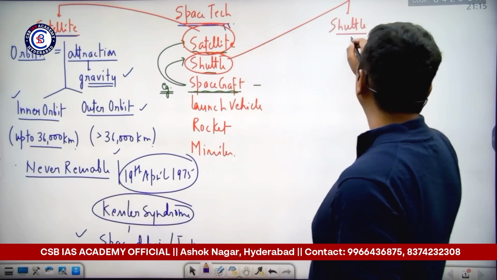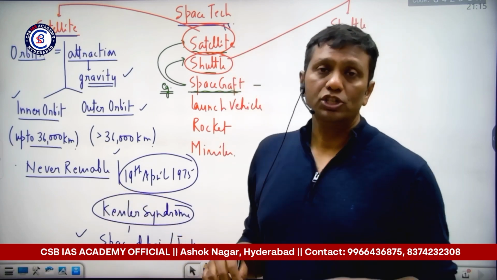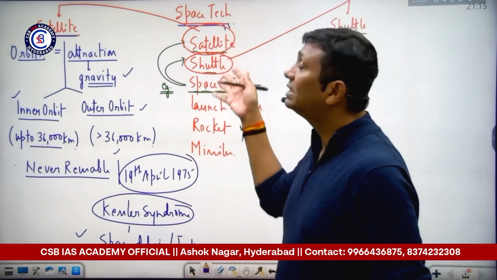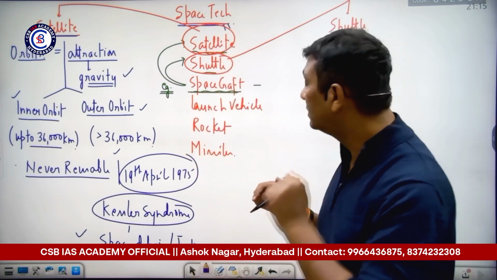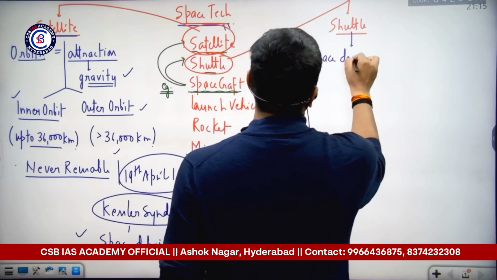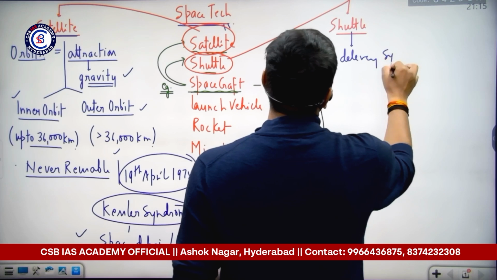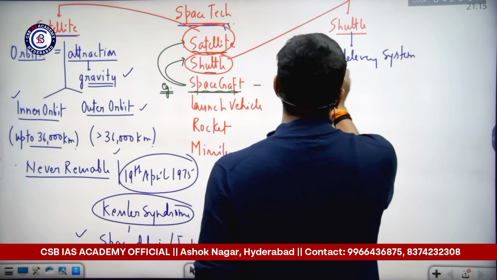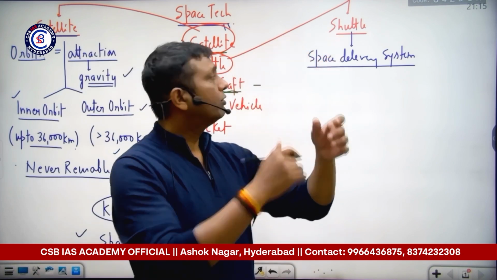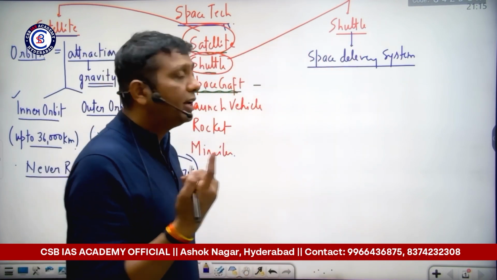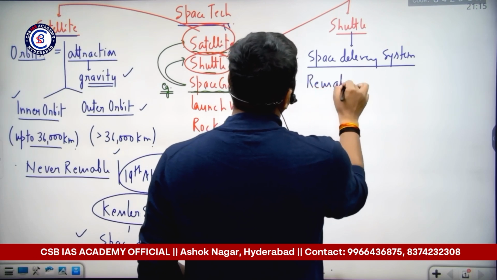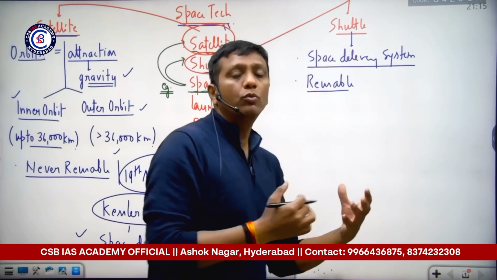But on the other side, if you come to the shuttle, guys, a shuttle is also a kind of spacecraft, but it is different from satellites. How is it different? Simple reason, guys. A shuttle is used in the space delivery system. If I want to send someone into space, or carry something into space, definitely a shuttle will be used. And why is that? Because it can be reusable. It means it may come back toward the Earth.